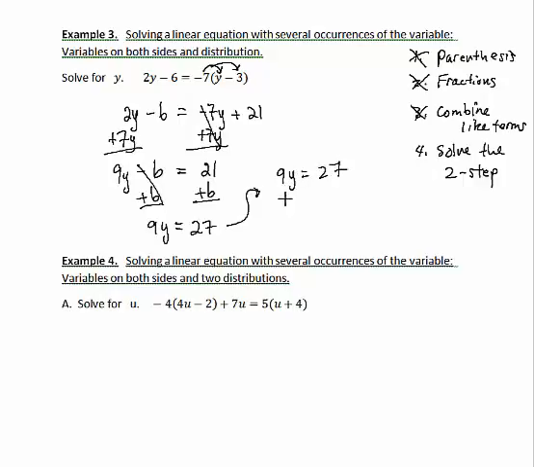Ultimately, I want the y by itself. It's being multiplied by a 9. So I do the opposite and I divide both sides of the equation by 9. 27 divided by 9 is 3, so y equals 3.